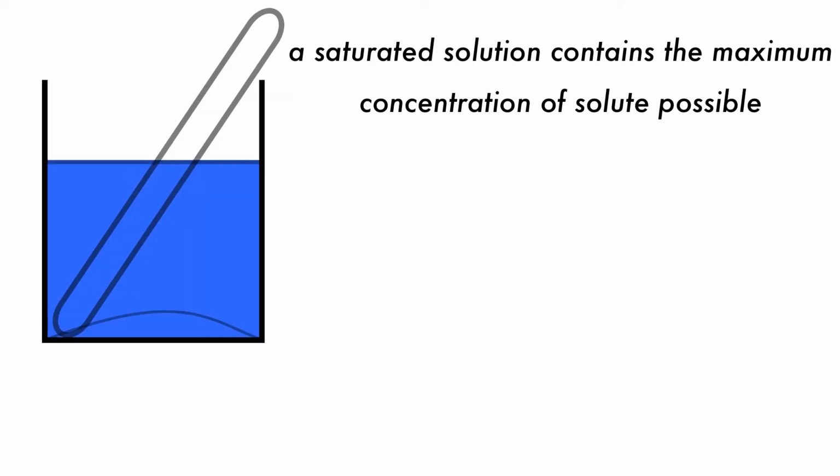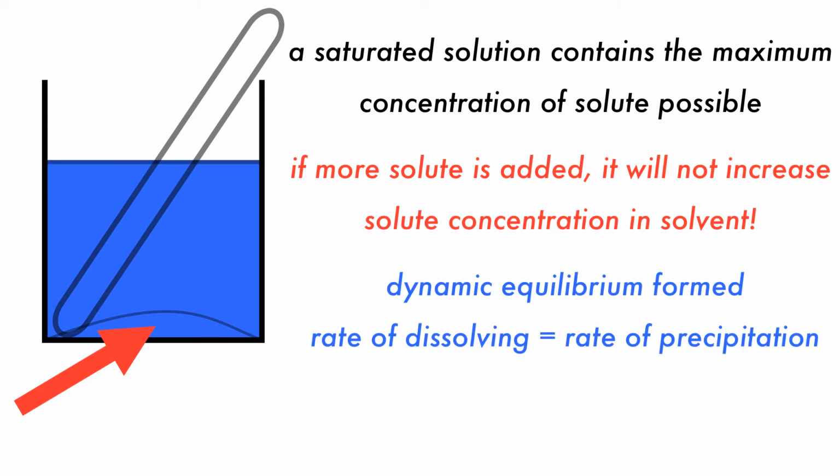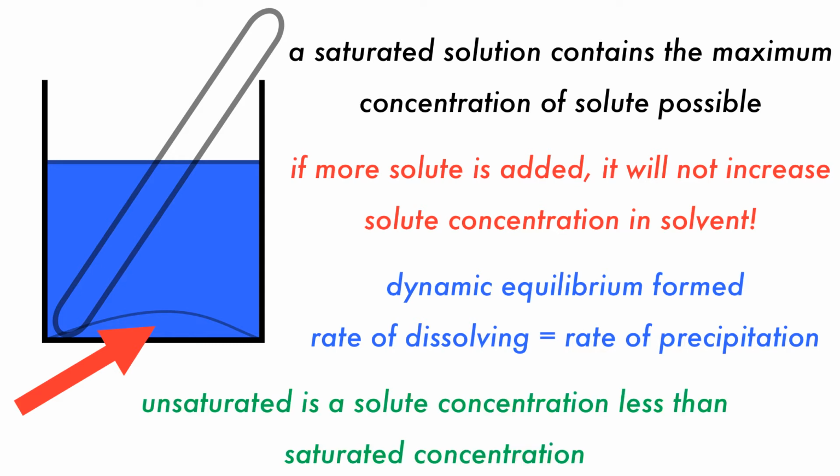A solution is said to be saturated when the maximum concentration of solute has been reached. If more solute is added, it will not increase the concentration of solute in the solvent. In the aqueous copper chloride example, if the salt is continuously added, eventually it will stop dissolving and the solvent is said to be saturated. This is an example of a dynamic equilibrium because the speed or rate at which the salt dissolves is the same as the rate at which it precipitates. The processes don't stop. An unsaturated solution is any concentration less than the saturated concentration.